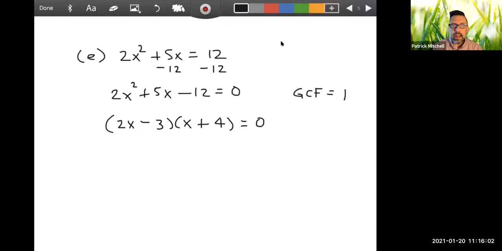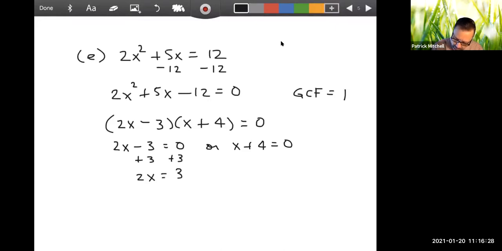All right, and now this looks a lot like letter A or letter B. If something times something equals 0, the only way that could happen is if one of those somethings is 0. If 2x minus 3 is 0, that means that 2x is 3, which means that x is 3/2.